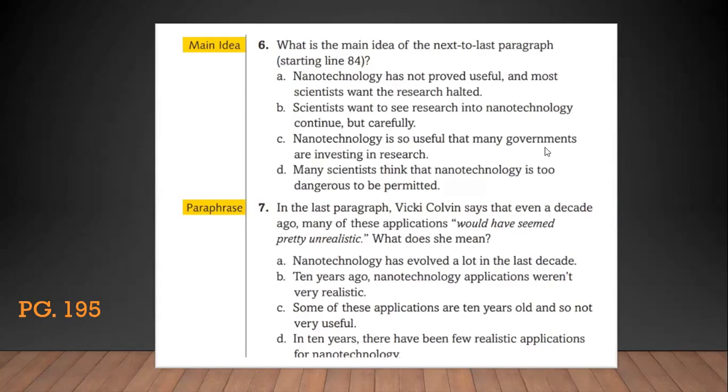Thank you. What is the main idea of the next to last paragraph, starting line 84? A, nanotechnology has not proved useful and most scientists want to research health. B, scientists want to see research into nanotechnology continue, but carefully. C, nanotechnology is so useful that many governments are investing in research. D, many scientists think that nanotechnology is too dangerous to be permitted. Thank you. Okay. For you, Pame, what's the best one in this case?